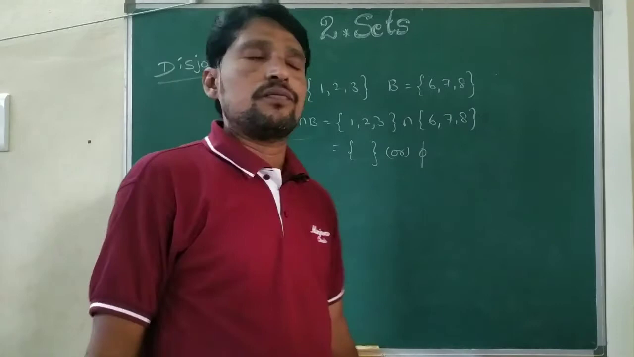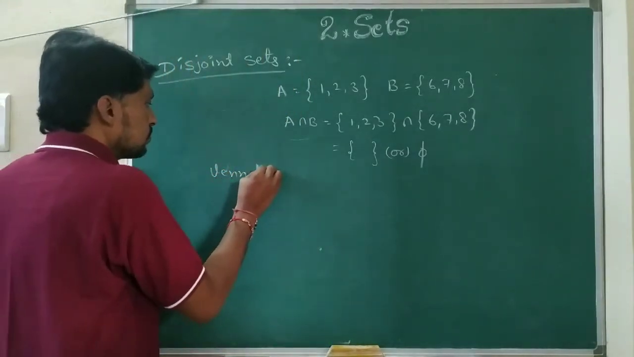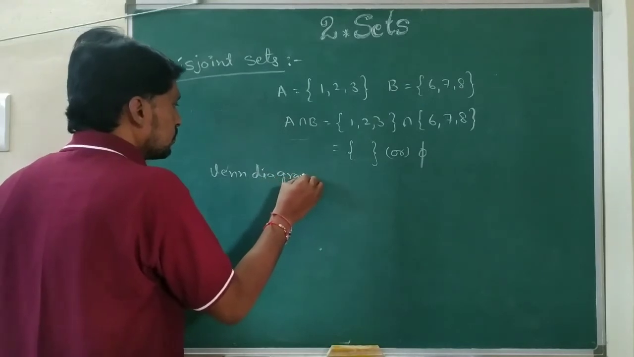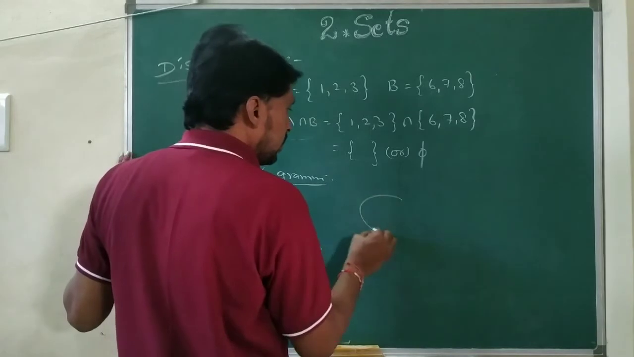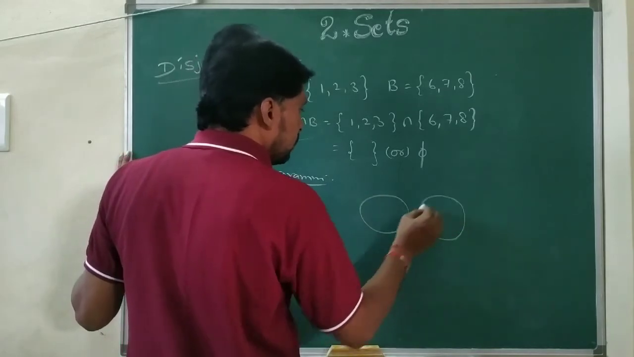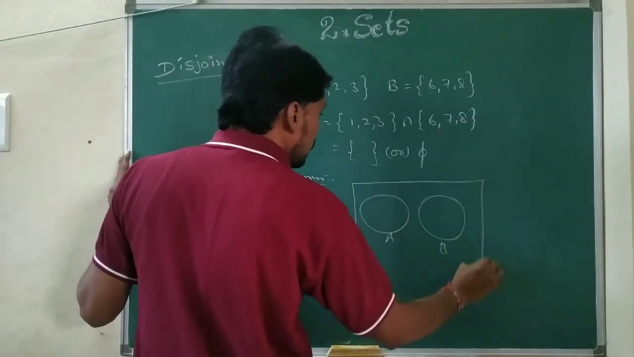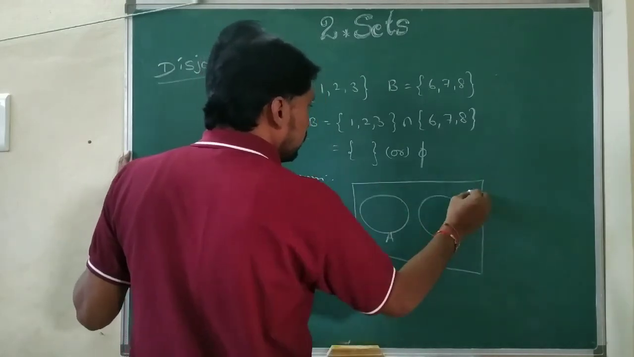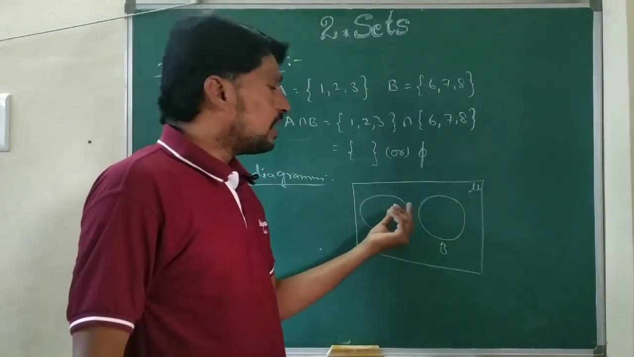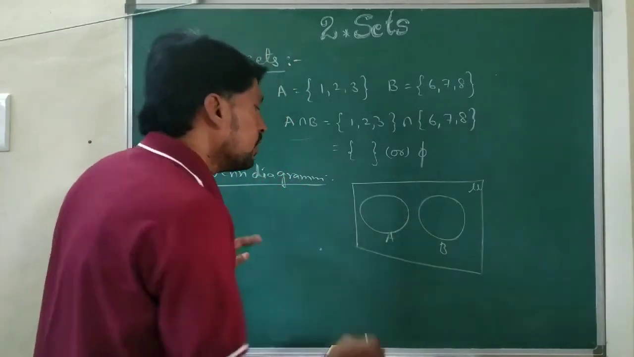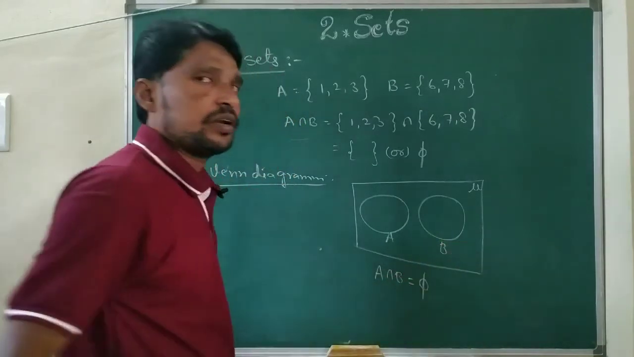Now, representation in a Venn diagram. How to represent? This is the set A, this is the set B. There is no common element in both A and B sets. This is the universal set mu. Since we are not getting any common element in both, here we can write A intersection B equals phi.